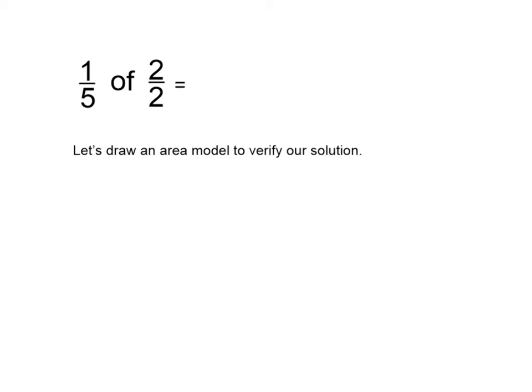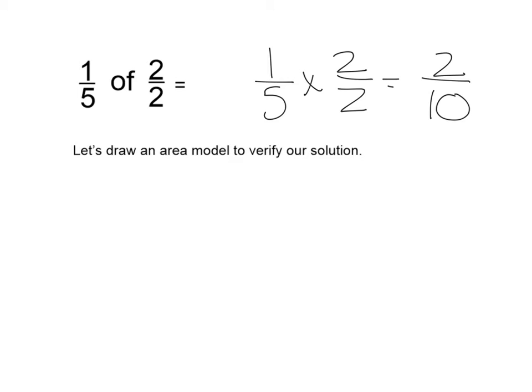Let's try one last one. We're going to do 1/5 of 2/2. So 1/5 times 2/2, which again equals 1. So we're making an equivalent fraction. 1 times 2 is 2. 5 times 2 is 10. Let's draw an area model to verify our solution.